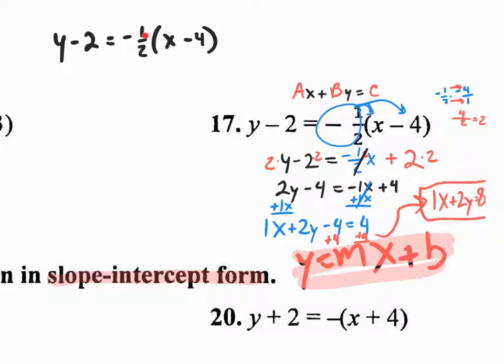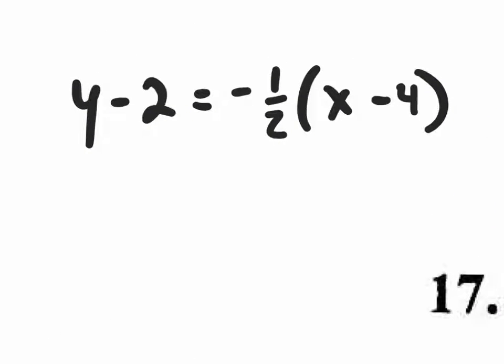So how could I get rid of this negative half right from the start? Multiplying everything by what? By 2. So what I'm going to do is multiply everything by 2. So check this out. The y times 2, the 2 times 2, and the negative half times 2. Now I am not going to multiply the x or the negative 4 by 2. Why not? Because they are inside the parentheses.